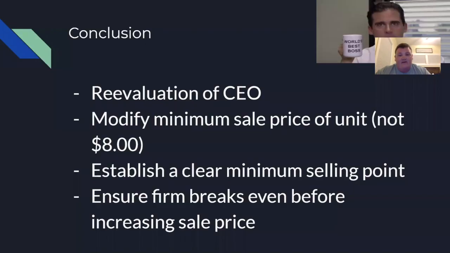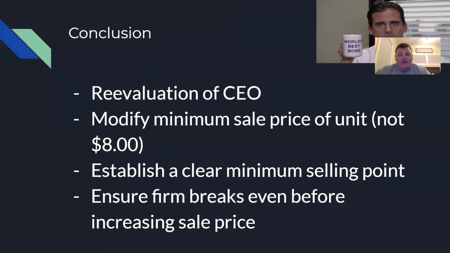Our final conclusion is that we need to reevaluate the CEO of the company. This is based upon the decision regarding an increase to a minimum of $8 a unit, as the company was already struggling to sell at $7 a unit. Our group believes that the sales price would cause a decrease in sales so great that essentially the company would be losing money rather than making more money, even though it does offer a higher profit margin.